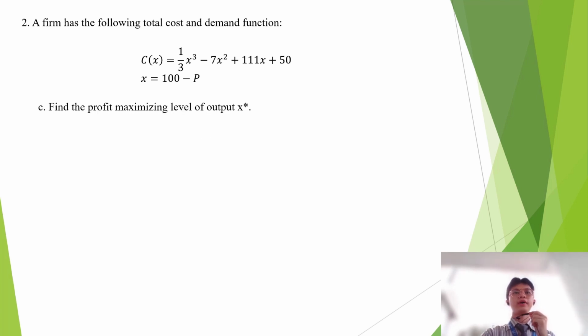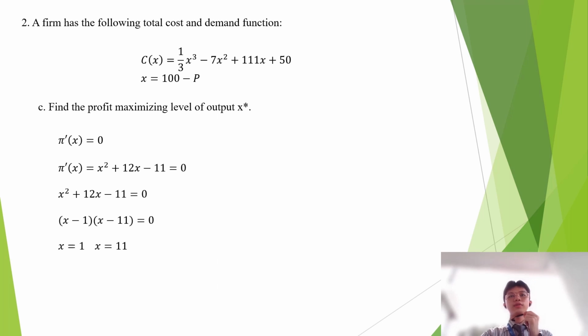Question 2c. Find the profit maximizing level of output x. If we want to find the maximum or minimum level, we need to find the critical points of this profit function, and the formula to find critical points is where the first derivative of the profit function is equal to 0. First, we take the derivative of the profit function and set it equal to 0. So negative x squared plus 12x minus 11 equals 0. Then we factor the equation to become (x minus 1)(x minus 11), so x is equal to 1 and x is equal to 11. We can draw a graph to help us imagine.